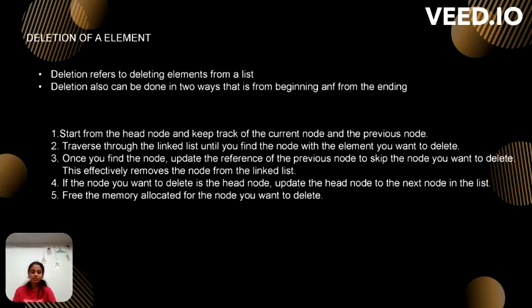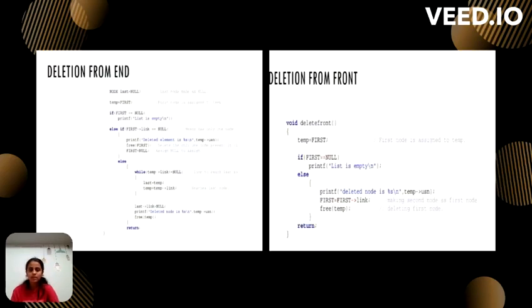Deleting an element from the beginning points head to the second node. Deleting from the end: traverse to the second last element and change its pointer to null. You have to remember that deleting a node from the linked list requires updating the references correctly to maintain the integrity of the list. Now we can see the deletion from the front.